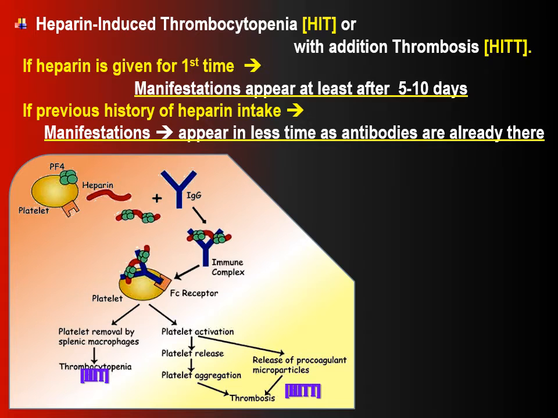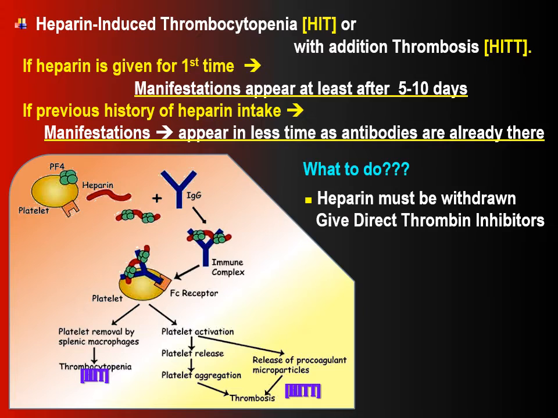between antibodies that will attach to the heparin, forming an immune complex. This immune complex will attach to the Fc receptor of platelets that will lead to platelet removal by the splenic macrophage and degradation resulting in thrombocytopenia. In the patient's lab results you will find thrombocytopenia. If it's accompanied by compensatory platelet activation, it can increase the platelet aggregation and lead to thrombosis, and this will be called HITT.